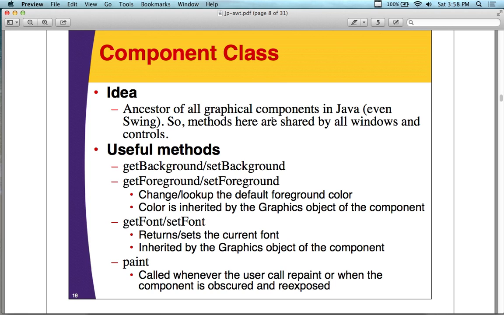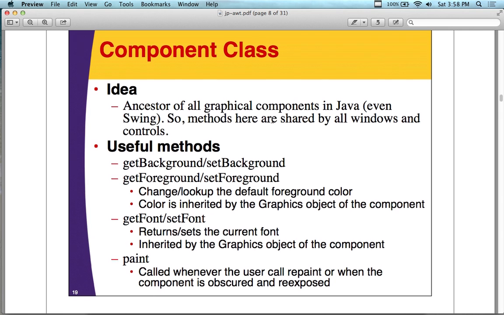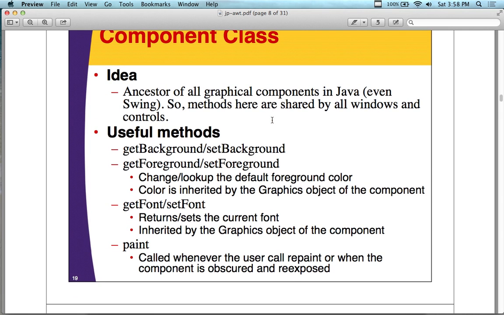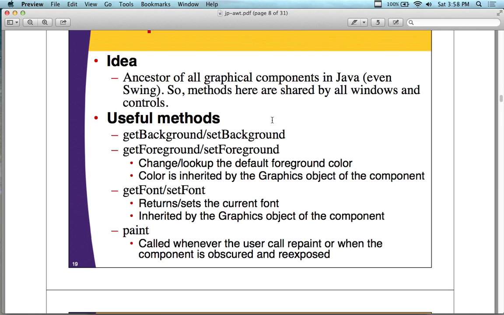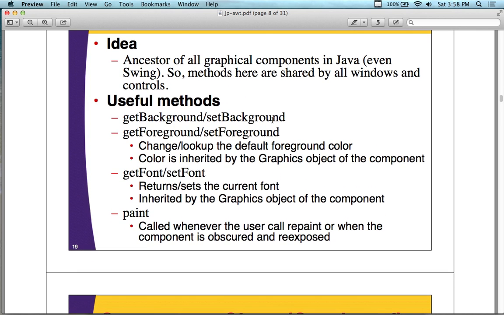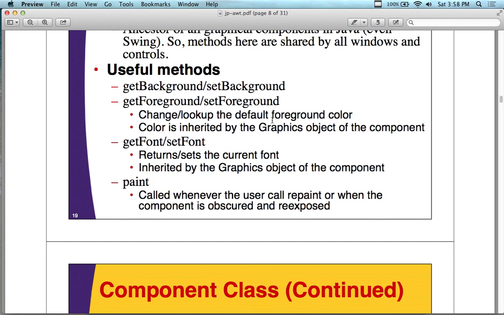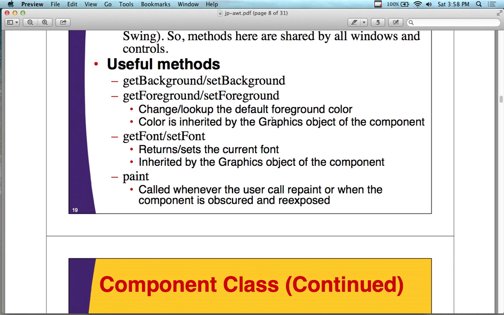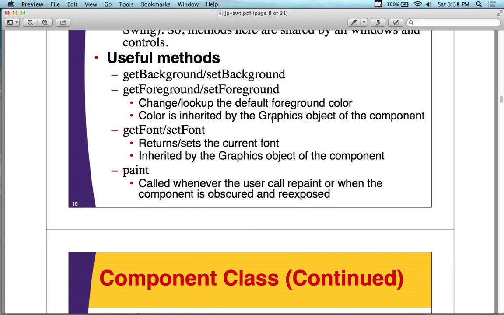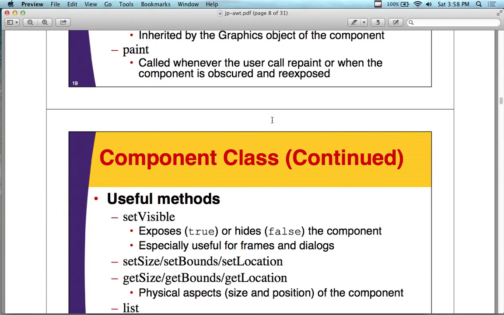So methods here are shared by all windows and class controllers. If we do this, then we can put listeners on there for events and for other activities. Useful methods might be to set the background, set the foreground, change the lookup of the default color itself. So the color is inherent in the graphic object of the component. So set color, set font, and also the paint is in there as well.